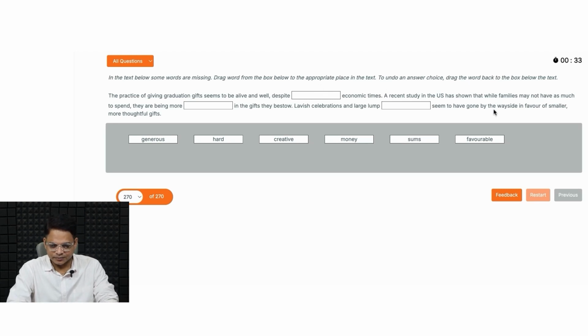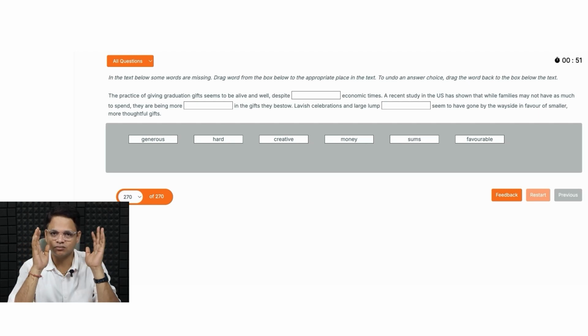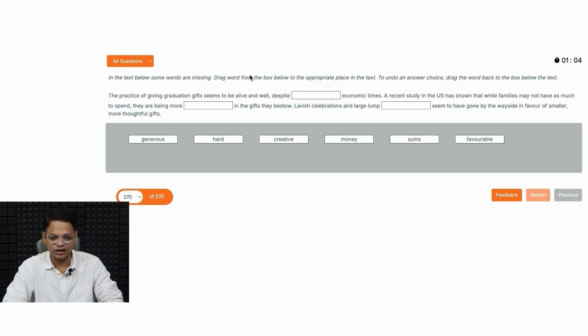right? And I read the conclusion. What is it? Lavish celebrations and large lump sums seem to have gone by the wayside in favor of smaller and thoughtful gifts. So the conclusion says people are giving more thoughtful, smaller gifts during graduation. So we know the topic, we know the conclusion now. Let's, in step 2, we are now moving to step 2. In step 2, let's answer each blank. Let's answer each blank one by one. We'll go with the first one.